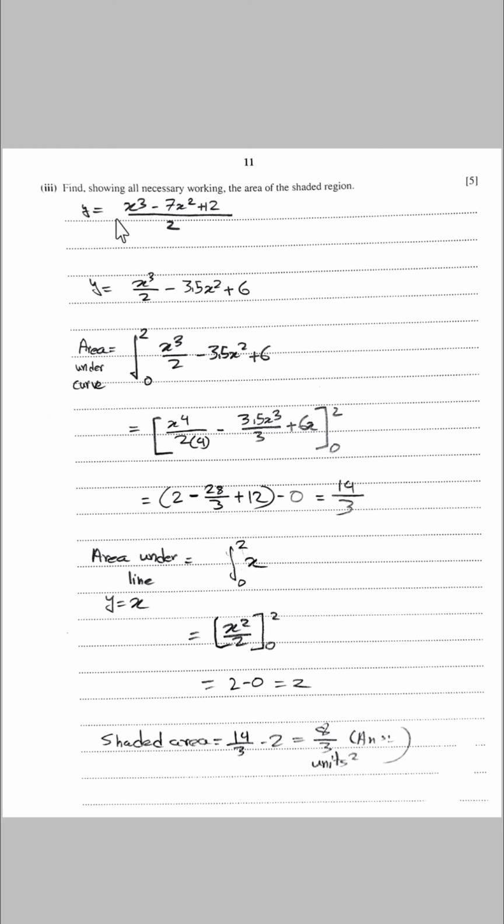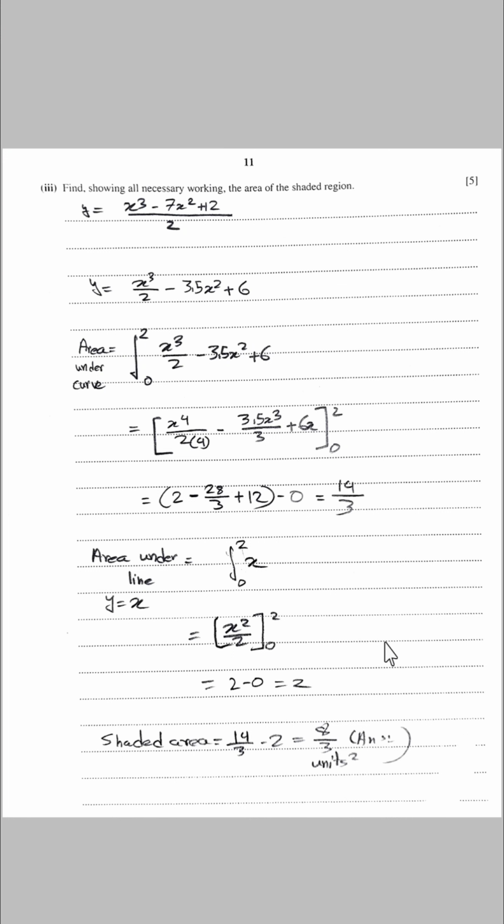As we can see, for the equation of the curve, we have integrated x in the range of 0 to 2 to find the area under the curve. Then the area under the line would be integrating x in the range of 0 to 2 for the line y is equal to x. So we integrate it and find the value of the area, that is 2. So the shaded area would be area under the curve minus area under the line, that is 8 by 3 units square.